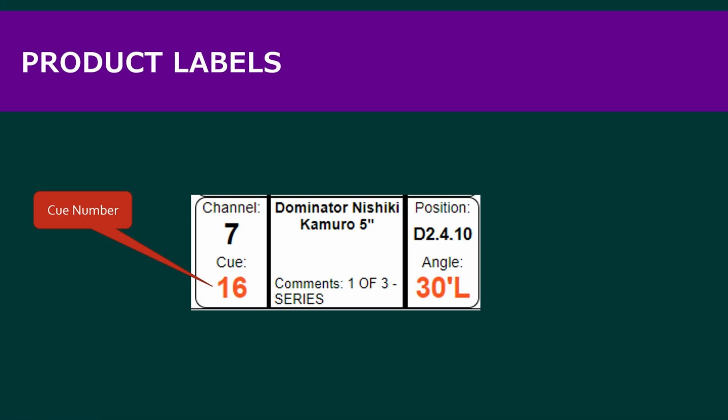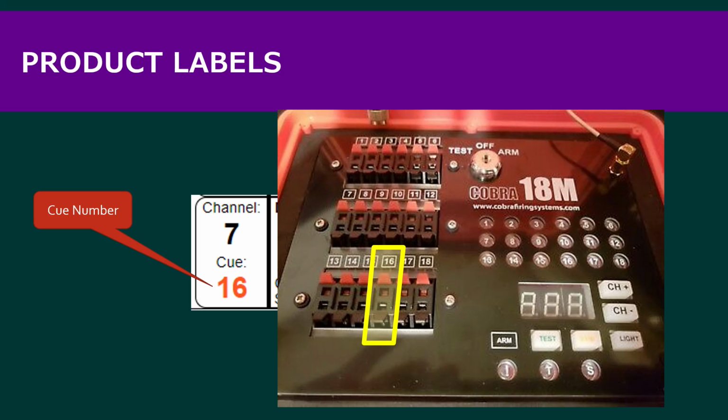The queue number is the queue in which the igniter will be plugged into. In this case, it's channel 7 Q16. So here you have an 18M module. This one, of course, is the standard wire terminals. So each end of the wire will be bare copper that you will plug into Q16.